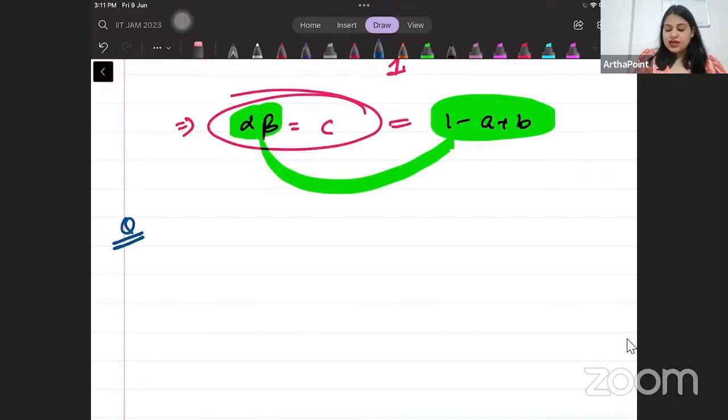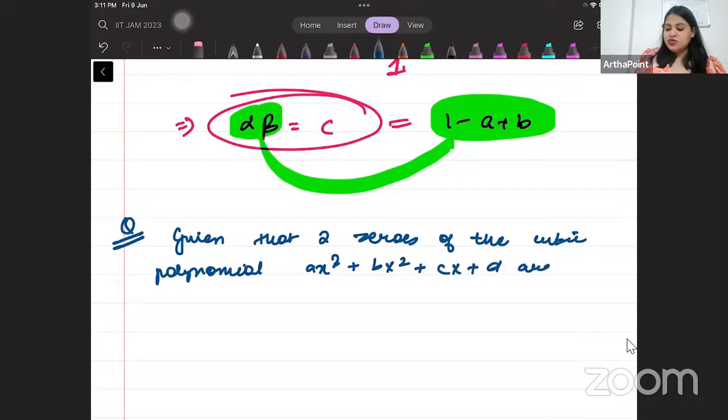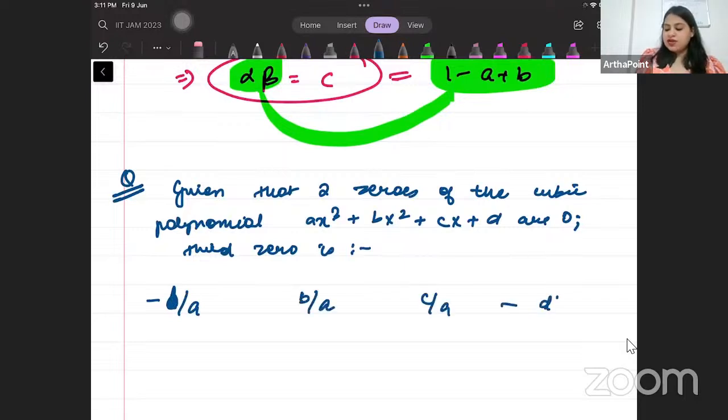So I'm saying that given that two zeros of the cubic polynomial ax cube plus bx square plus cx plus d are 0, the third zero is minus b by a, b by a, c by a, minus d by a.